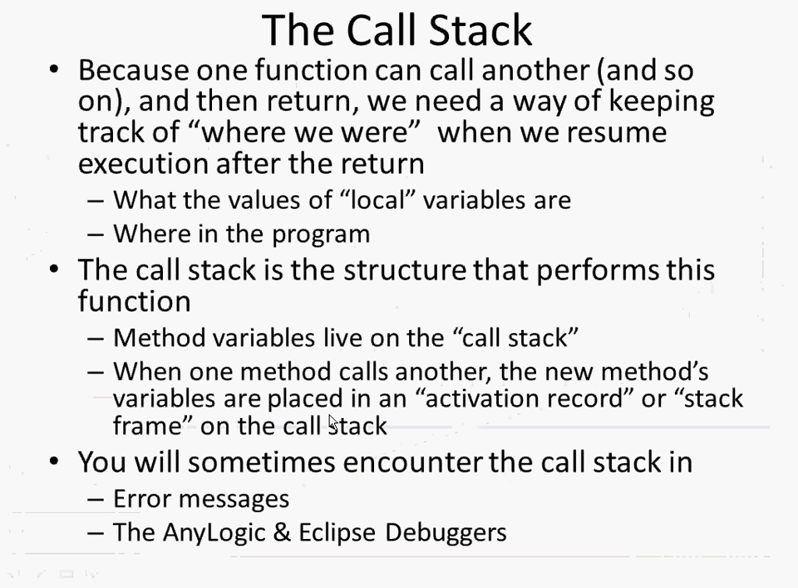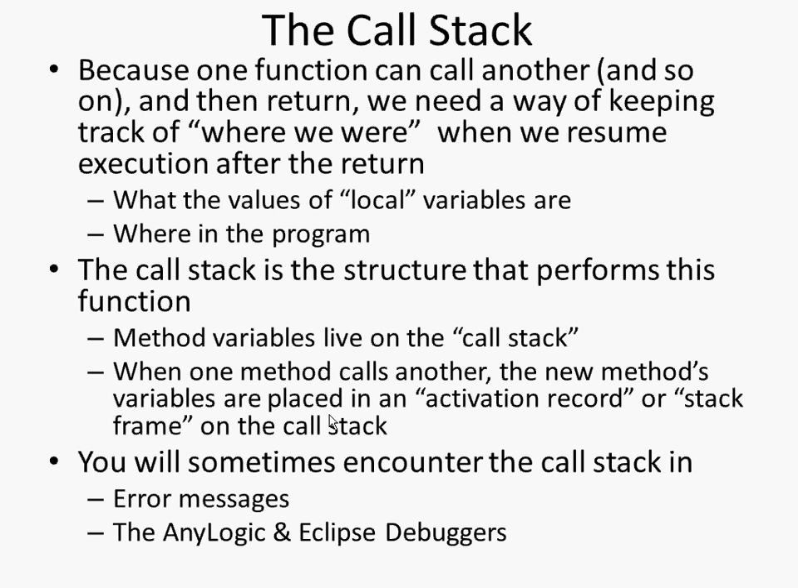Method variables, like those variables of parameters and names within the code of a method, live on what's called the call stack. When a method calls another, there's something called an activation record passed on the stack. Now this sounds all horribly complex, but a few basic principles will help you understand why this is relevant and will actually clear up uncertainties, I think. And most importantly, operationally, you'll sometimes encounter call stacks in an error message, and in debuggers that we're going to be looking at. And occasionally you'll see it in AnyLogic.